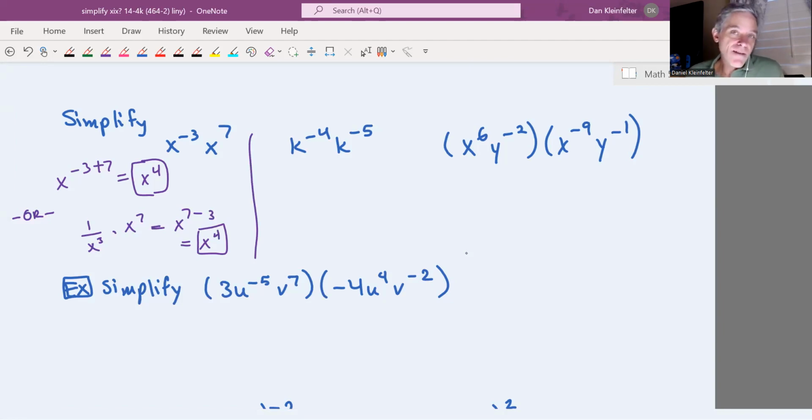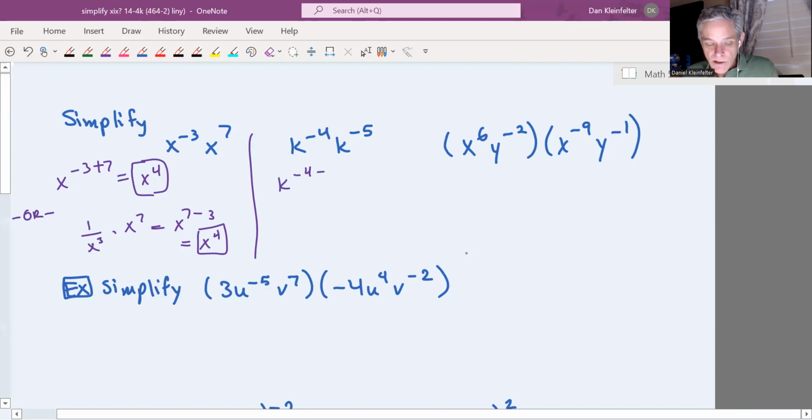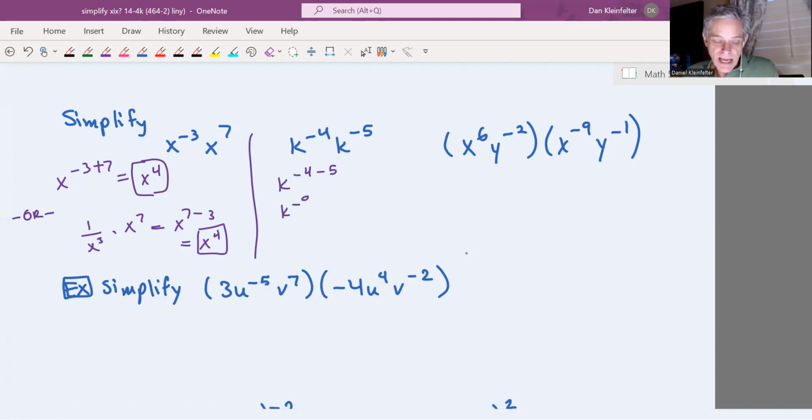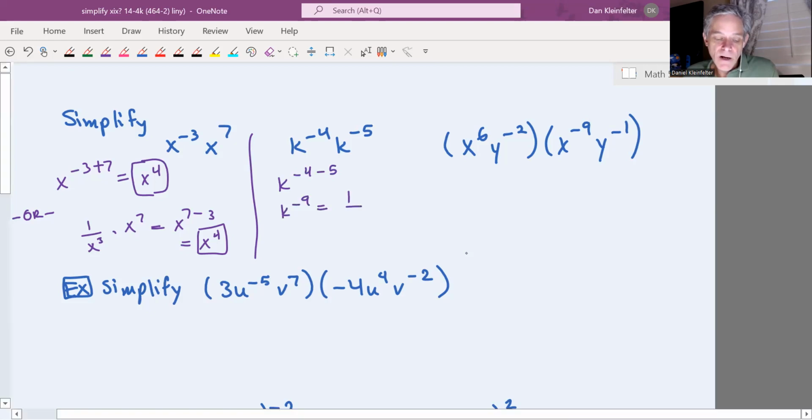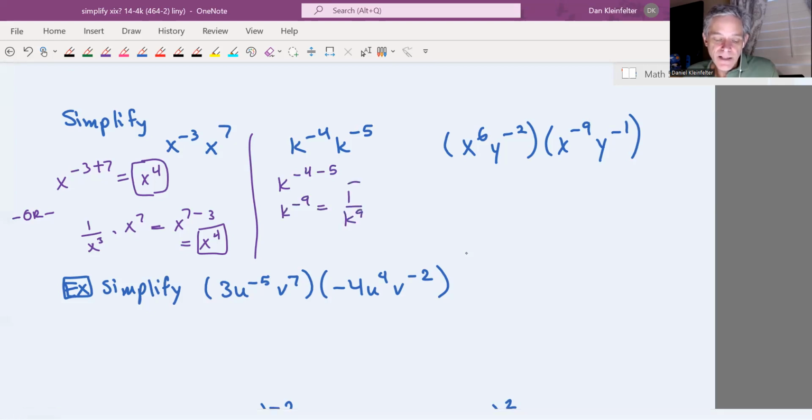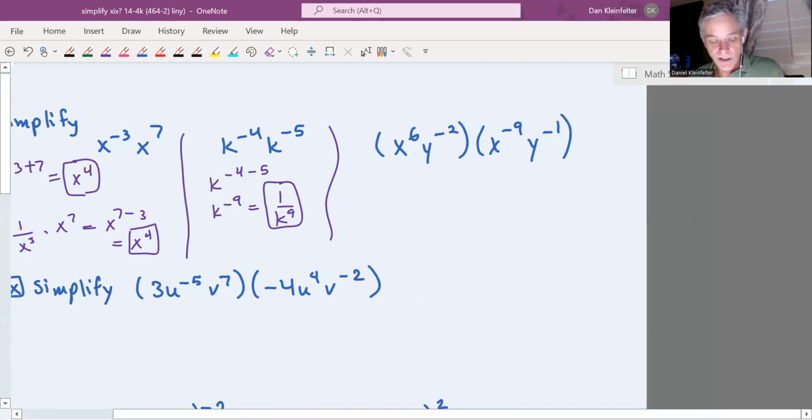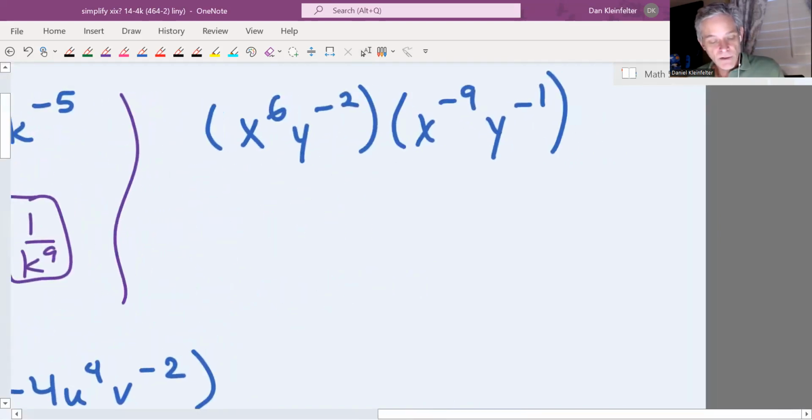Okay, in the next one, we have k raised to the minus 4 power multiplied by k raised to the negative 5 power. So we're going to multiply, so we're adding exponents. This will be k raised to the negative 9 power, or 1 over k raised to the 9th power. In general, when you're simplifying expressions with exponents, you want to get it to where there are no more negative exponents.